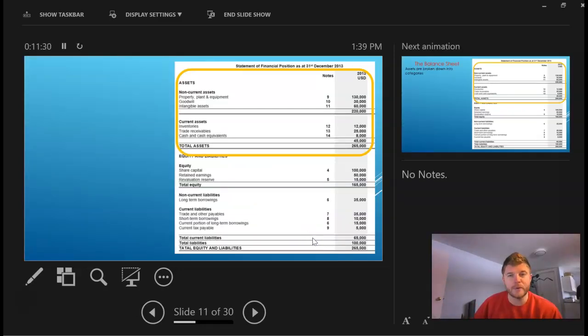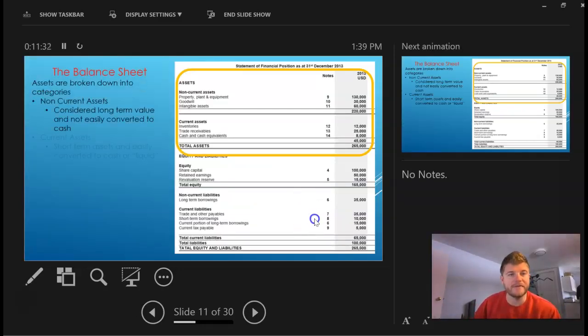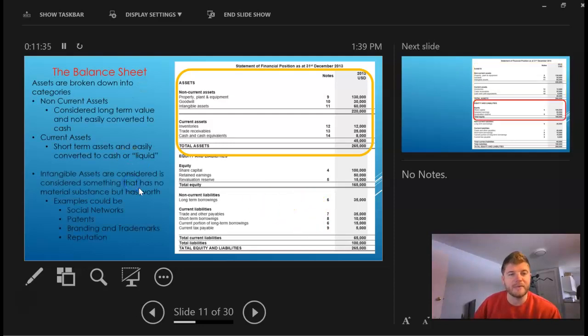So we'll take a quick look at a balance sheet. So this is the balance sheet. A couple things that you should need to know. They are broken down into current assets and non-current assets. Basically, the way that we look at these things, current assets are the most easily converted to cash, and they're considered short-term assets. So our current assets are inventories.